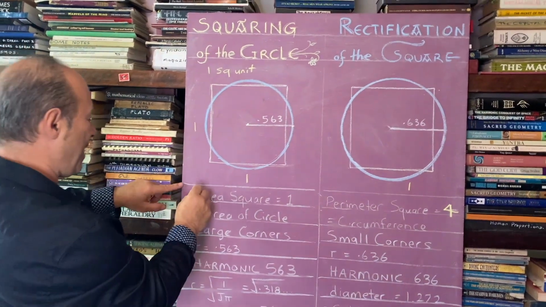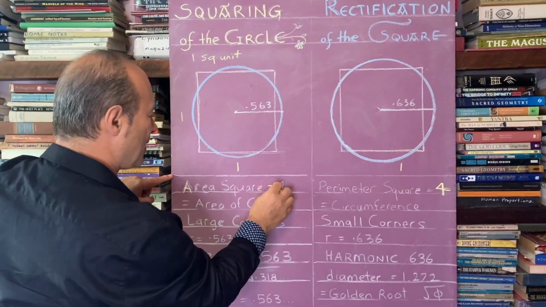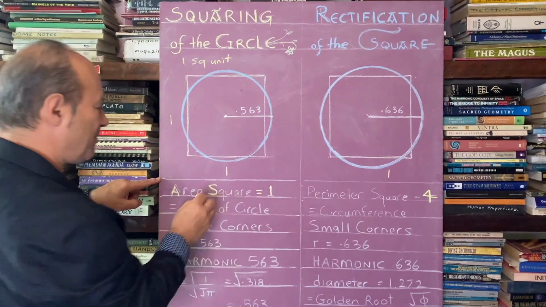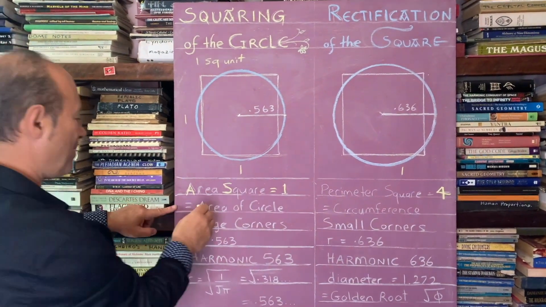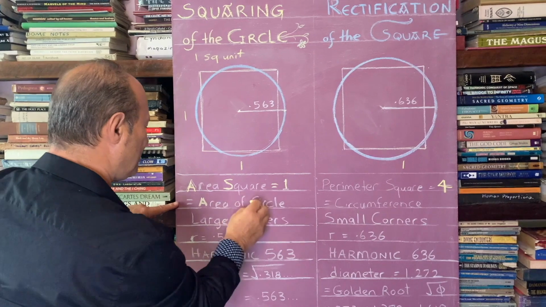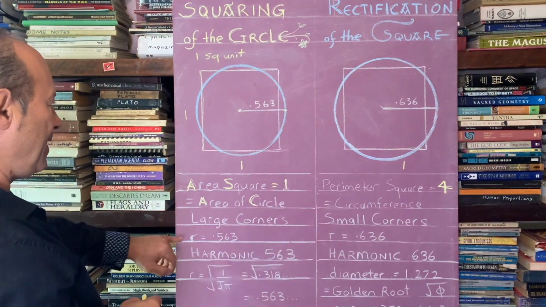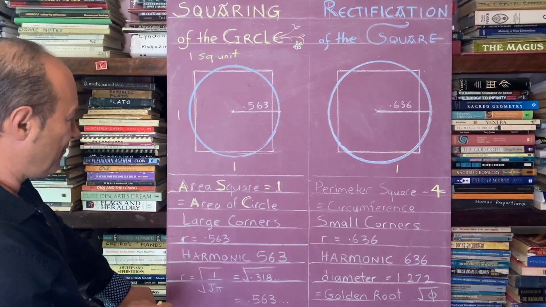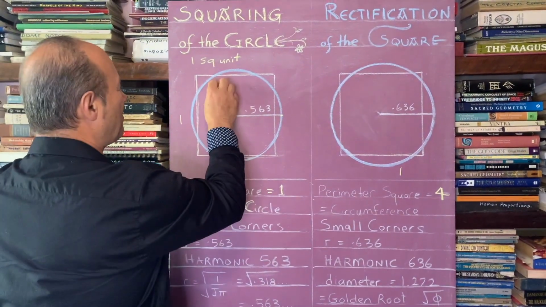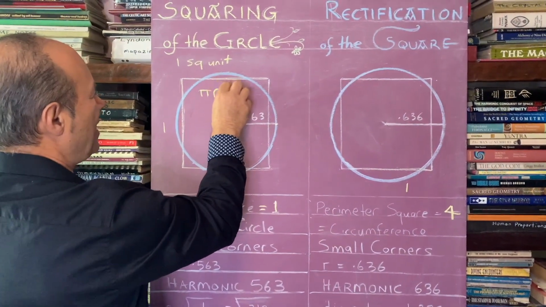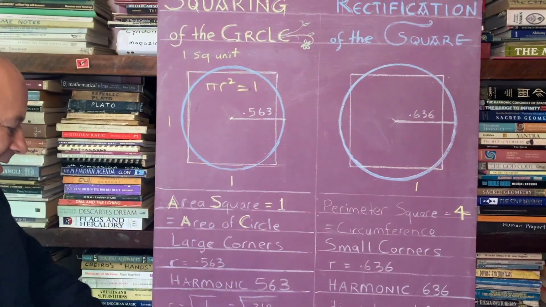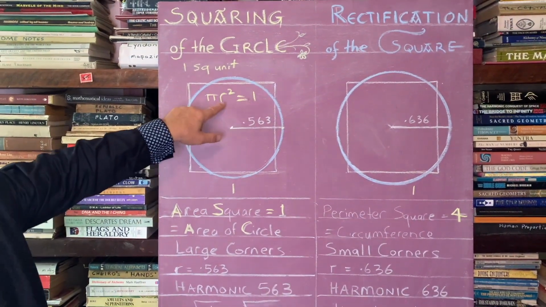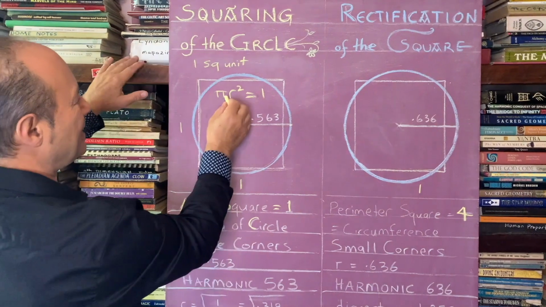Now let's just look at this one here. We know that the area of the square equals 1 unit. And we want to make the area of the circle, we need to calculate that. So we know, I'll write it up here, we know that pi r squared, the area of a circle, must equal 1. That's our statement. But we want to calculate the radius, you see.